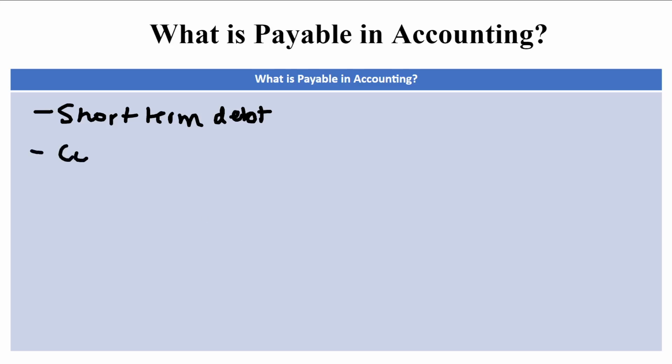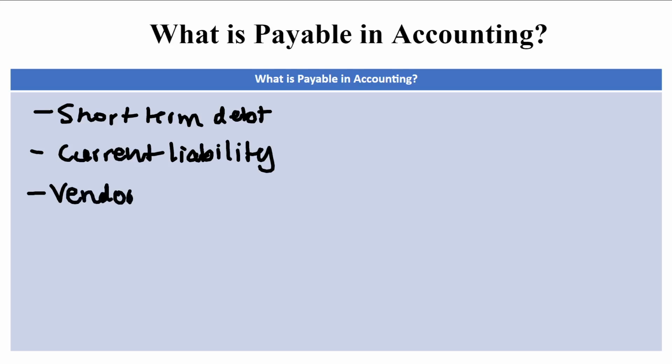Then we have current liability. They are listed under current liabilities on the balance sheet as they are expected to be settled within the next accounting period. Then we have vendor invoices. Payables are typically associated with invoices received from suppliers for goods or services purchased.